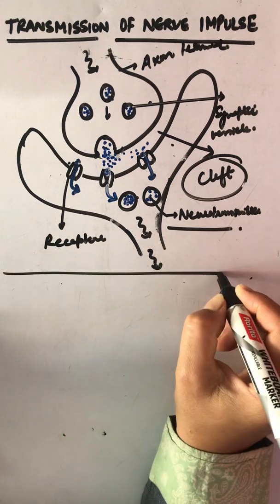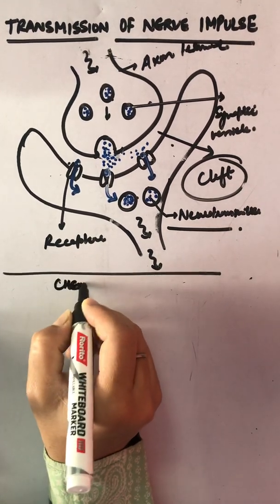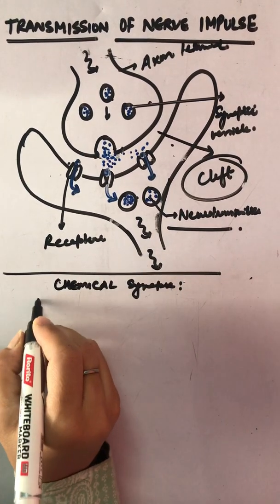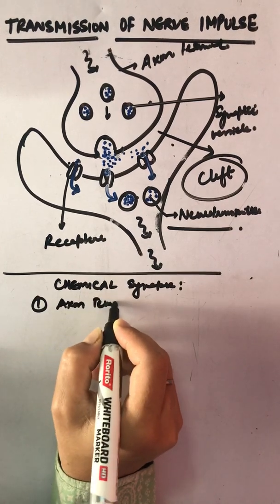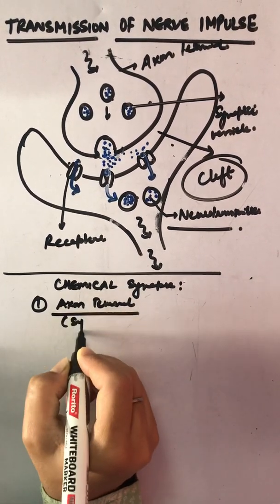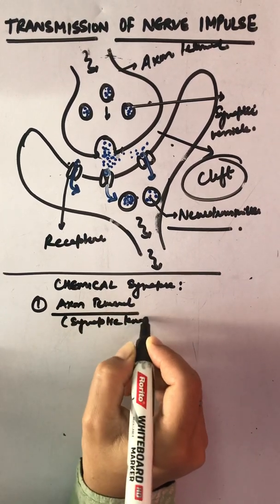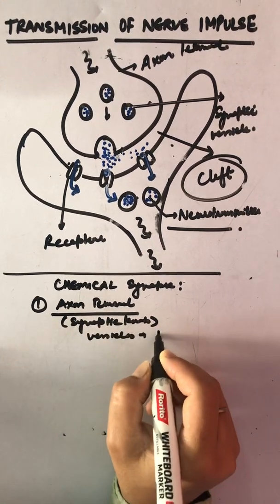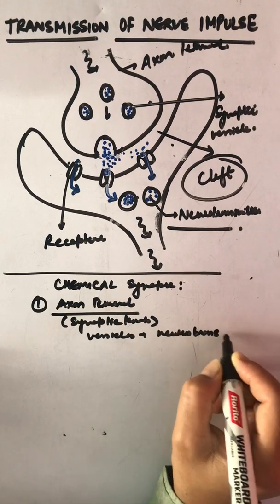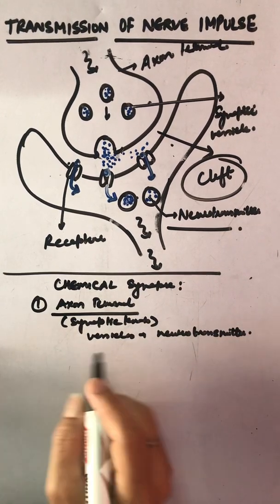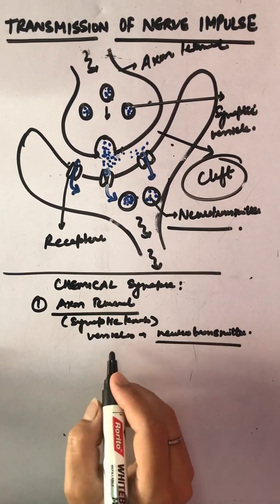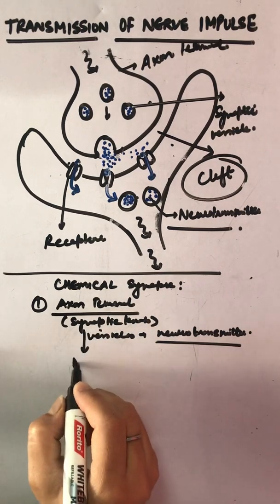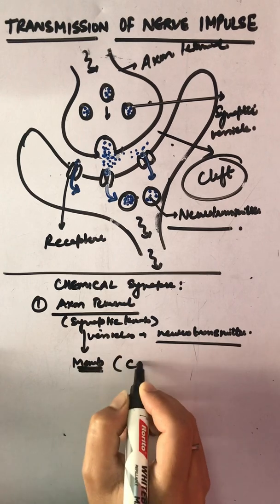We will write down the points quickly here. We say in chemical synapse, first one is axon terminal, which is the synaptic knob, contains a number of synaptic vesicles. It has neurotransmitter. When the impulse reaches the axon terminal, it stimulates the movement of these vesicles towards the membrane. Which membrane now? Towards the cleft membrane.